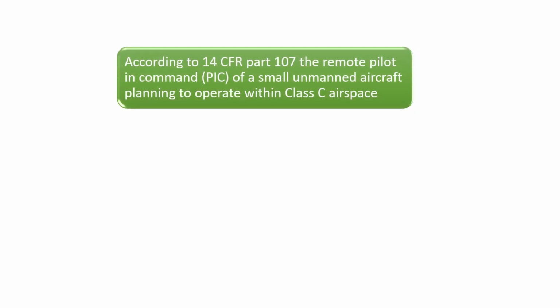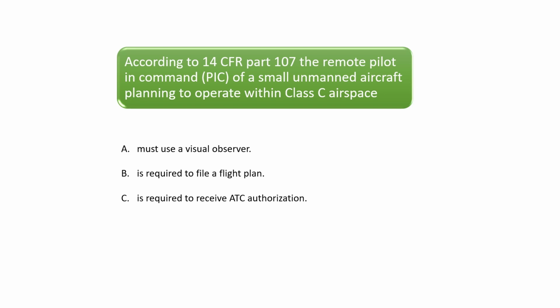According to Part 107, the remote pilot in command of a small, unmanned aircraft planning to operate within Class C airspace. This question is virtually identical to the previous question. Remember, when flying an unmanned aircraft or drone in Class C airspace, the operator must first receive authorization from ATC.